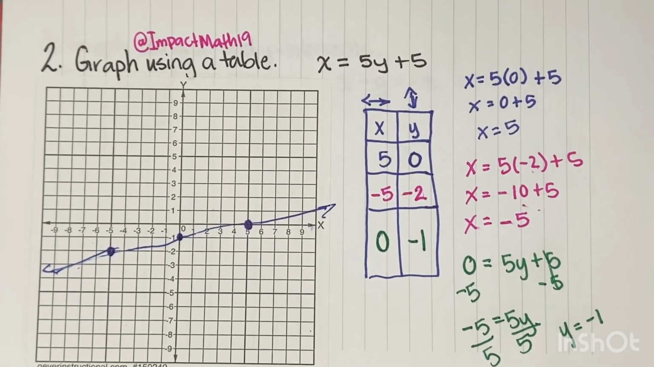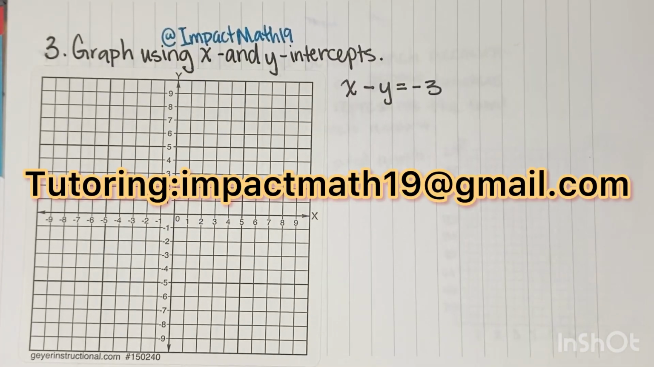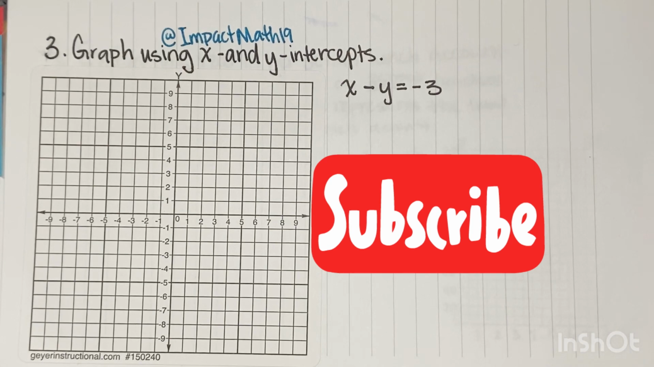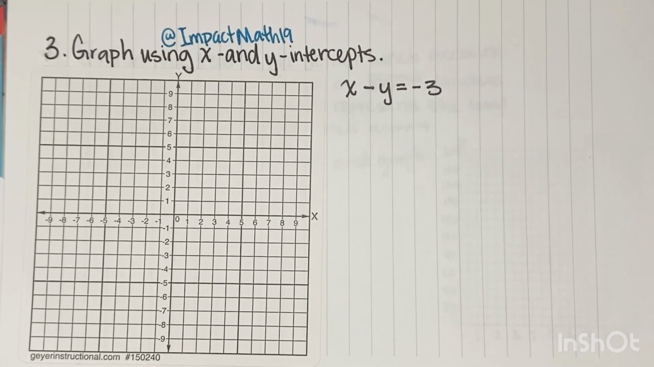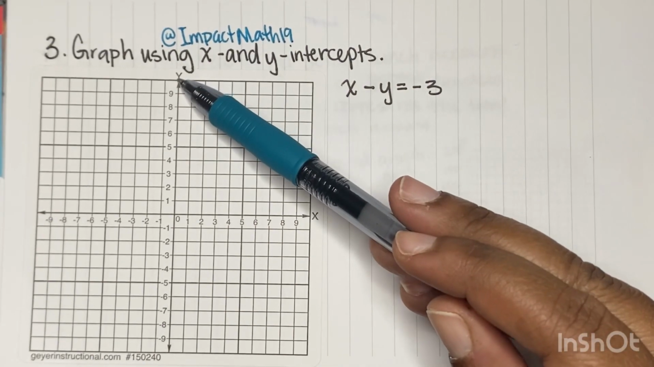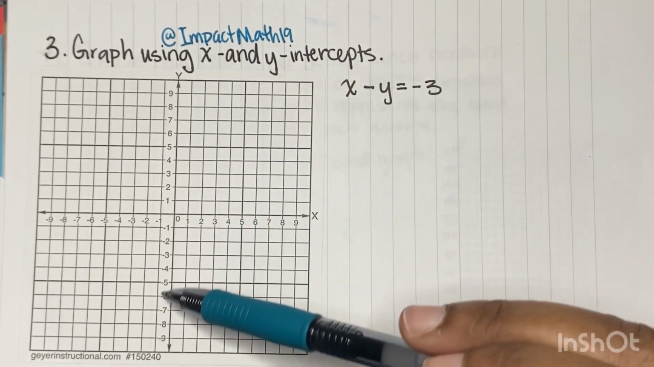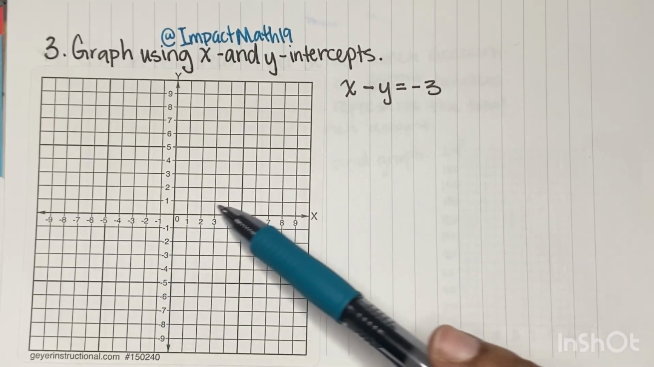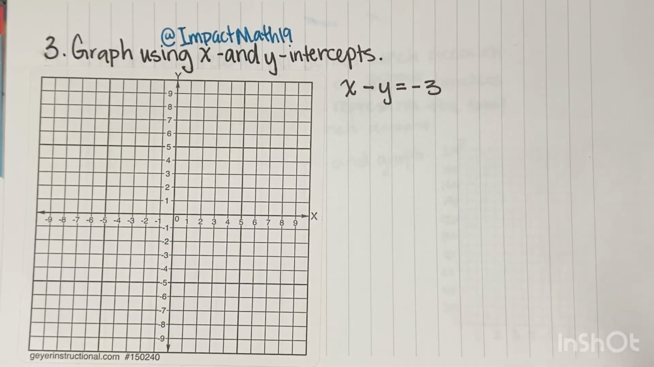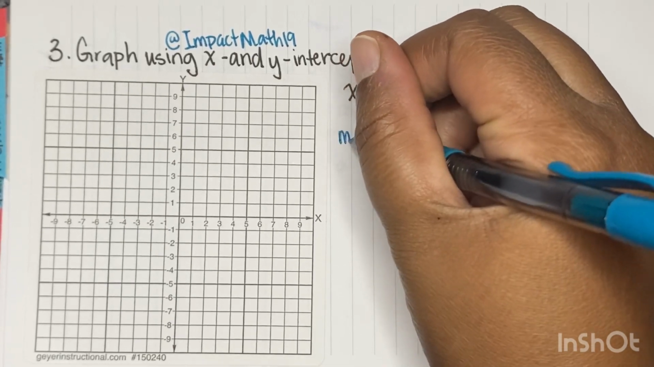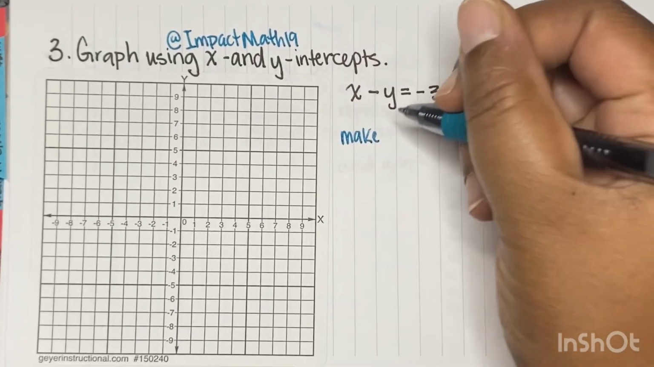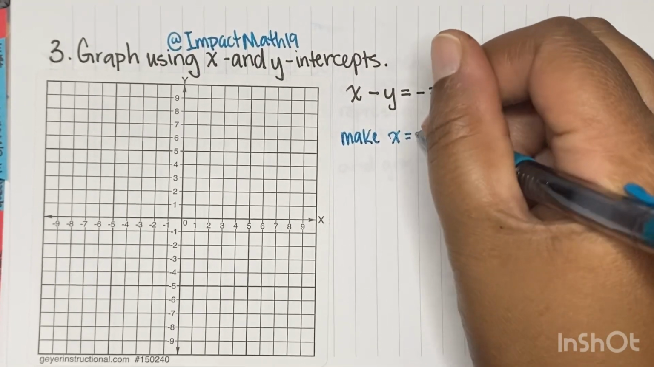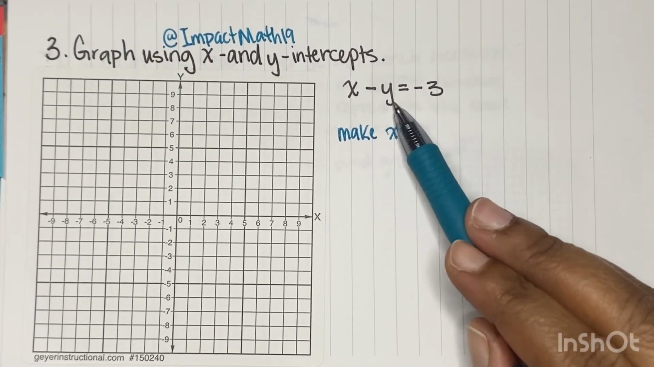All right, let's go on to the next. Number 3, graph using x and y intercepts. Okay, so now we're going to get into x and y intercepts. What you have to understand about x and y intercepts is we're looking for a point that's going to lie on the y-axis and a point that's going to lie on the x-axis. And how we do that is we have to make x equal to 0 when we're solving for the y-intercept.